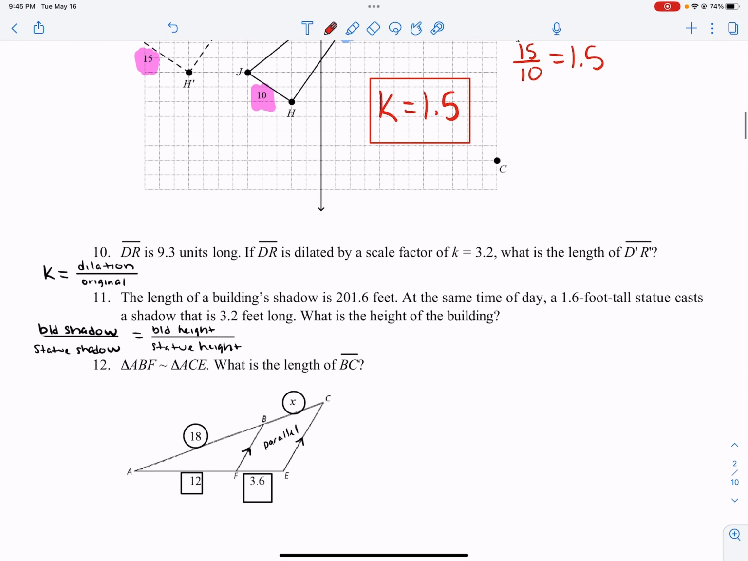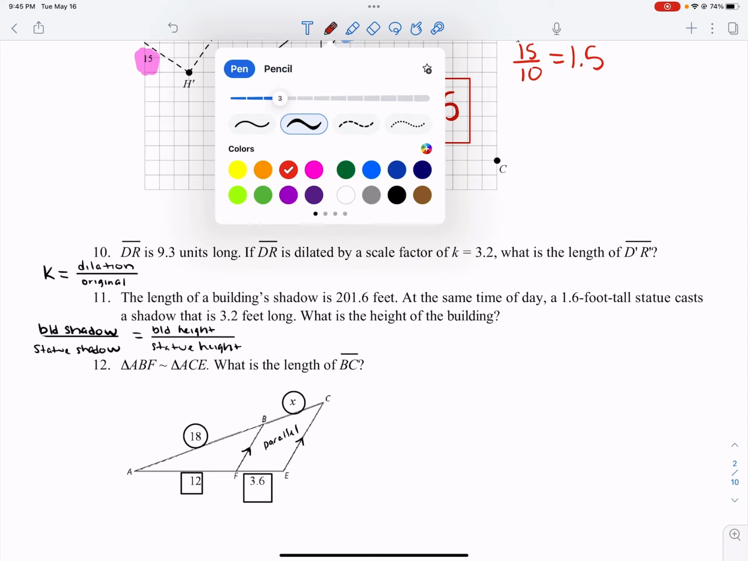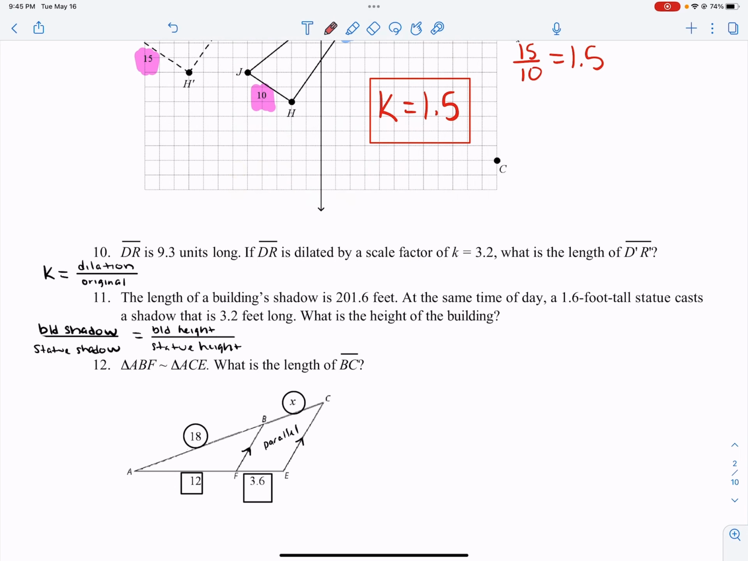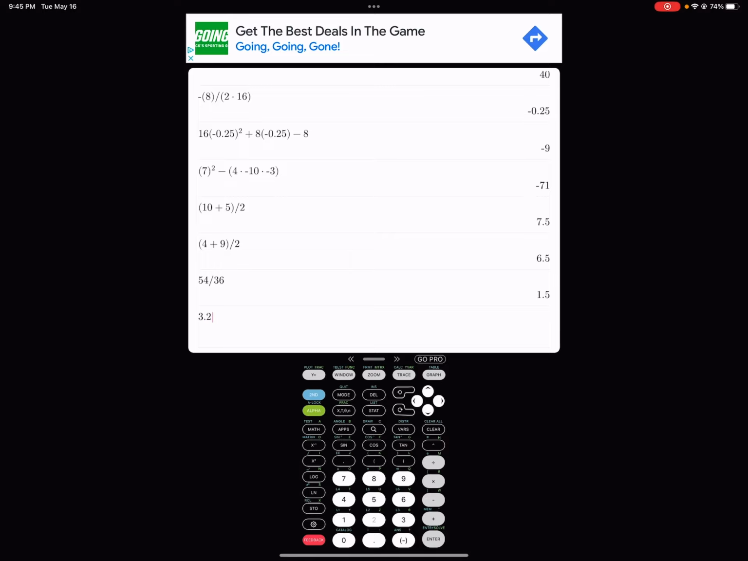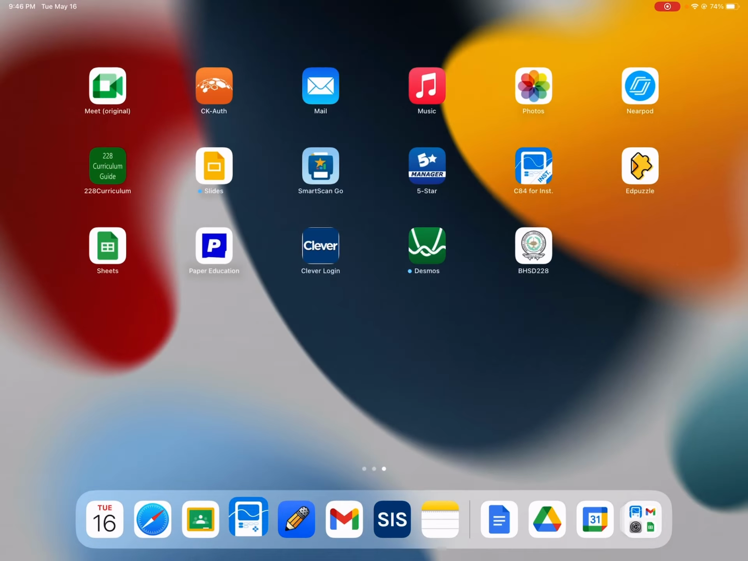Okay, number 10. DR is 9.3 units long. If DR is dilated by a scale factor of K, which is 3.2, what is the length of your dilation? So right here, I use the formula again, K equals dilation over original. So my K is 3.2, and then my dilation I don't know, so I'm going to mark that with X. And then my original is this 9.3. So in order to solve this, my X is equal to multiplying my two numbers. So 3.2 times 9.3. So I do that on my calculator, 3.2 times 9.3, enter, 29.76.